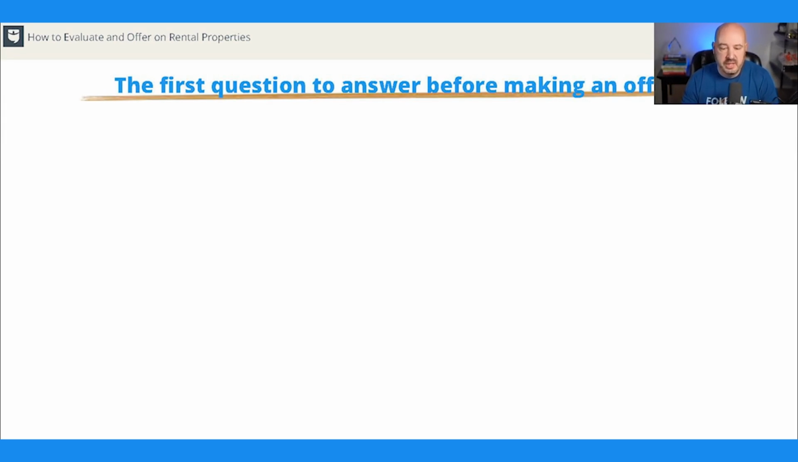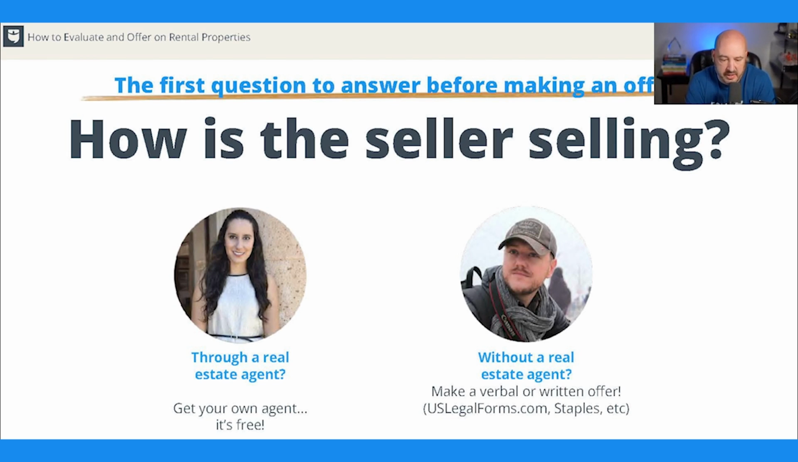The first question to answer before making an offer: how is the seller selling? Typically, there are 2 ways. One is through a real estate agent, and if that's the case, you can get your own agent. They're free to you. The seller will pay for them. The other is without a real estate agent. This is where you can make a verbal or a written offer.